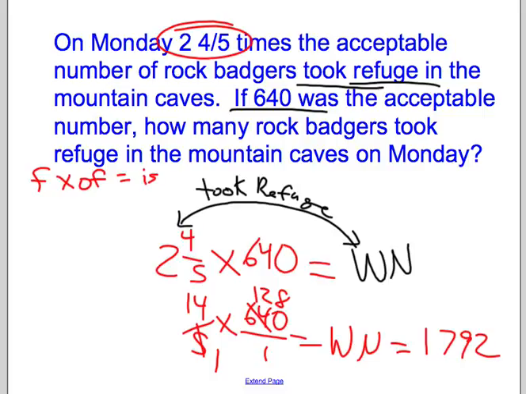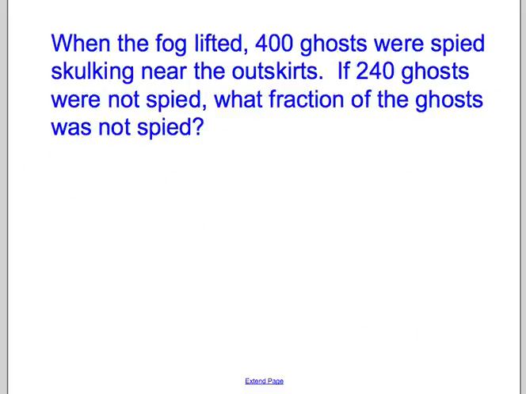Does that answer make sense, based on the fact that it's almost 3 times what we would expect to be able to stick in there? What's 3 times 6? 18. So 3 times 600 would be 1,800. Is that pretty close? Yeah. We can check to make sure our answer makes sense by doing a little estimation on that. One more. This one won't take as long to get through.